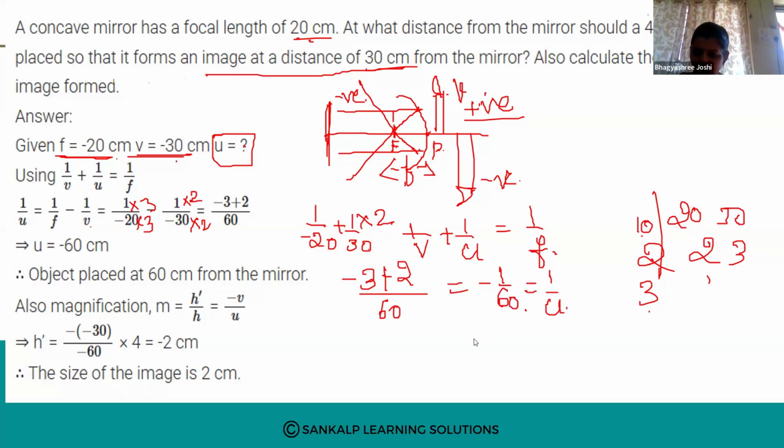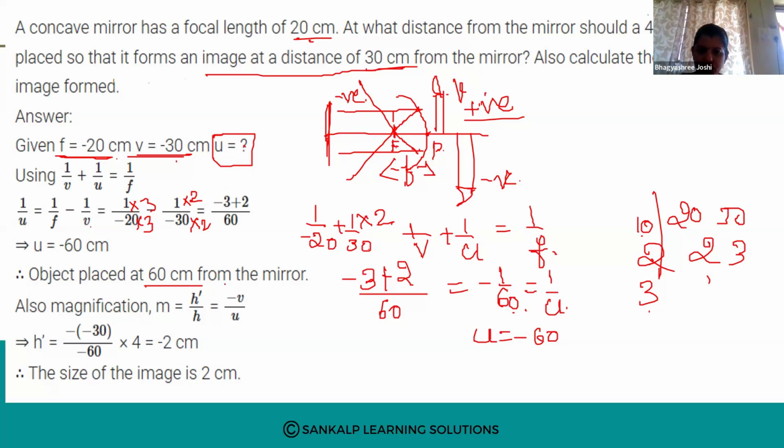Then what is the value of U? 1 by U is minus 1 divided by 60. Then what is U? Reciprocal, that is minus 60. Object is placed at 60 centimeter from the mirror. So 60 centimeter means what? So this is concave mirror, and obviously object is placed on the left hand side. Therefore it is negative, minus 60.